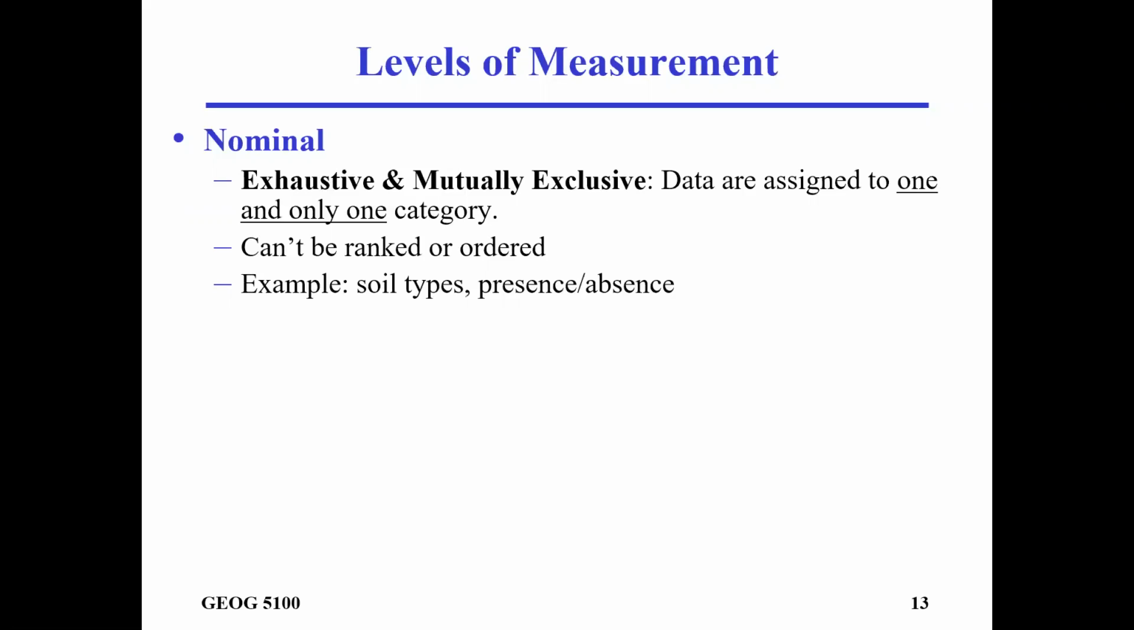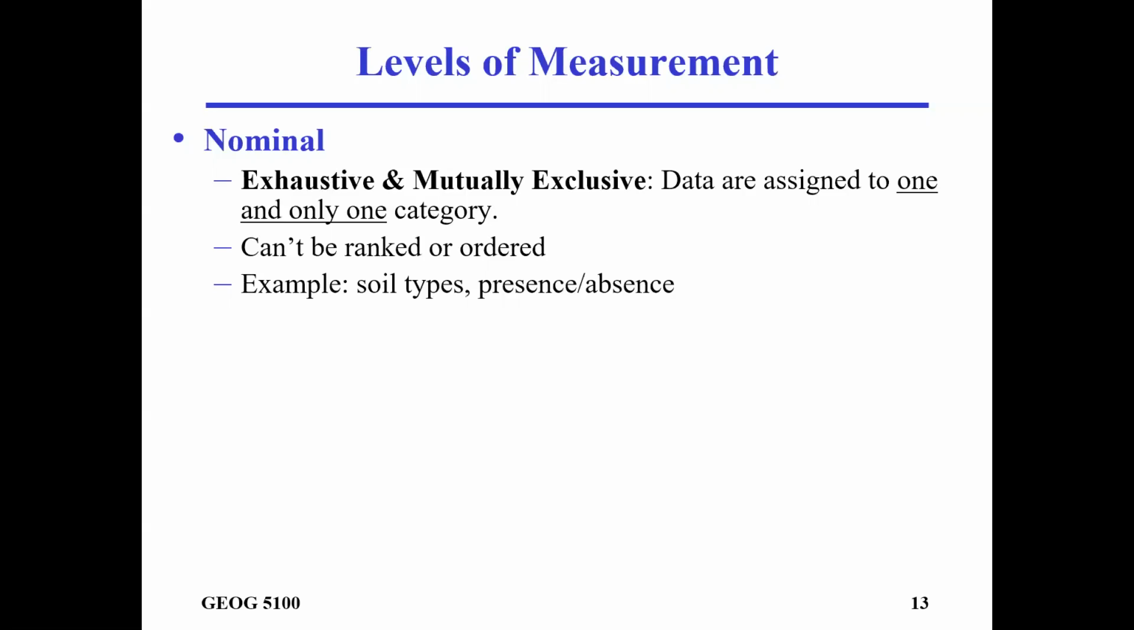So the lowest level is called nominal data. Exhaustive and mutually exclusive data are assigned to one and only one category. This type of data cannot be ranked or ordered. For example, soil types, presence or absence.